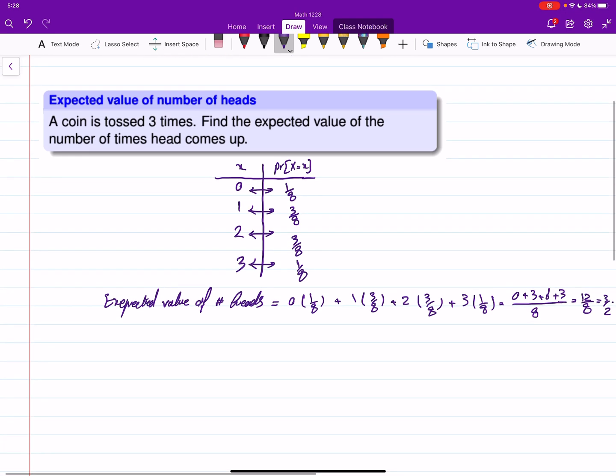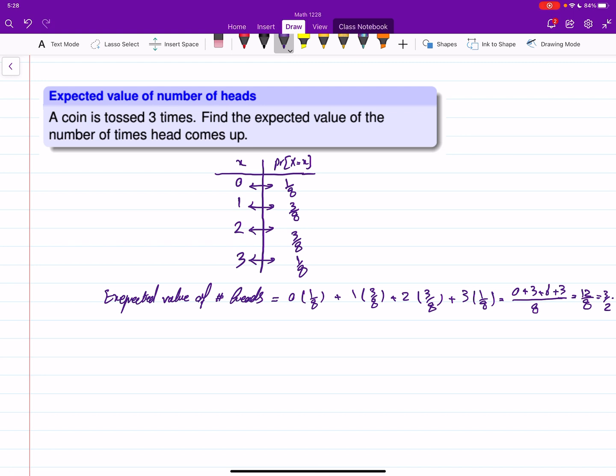Well, you see that the random variable that counts the number of heads is a binomial random variable. Note that the above random variable is a binomial random variable. The number of trials is 3 and the success rate is half.